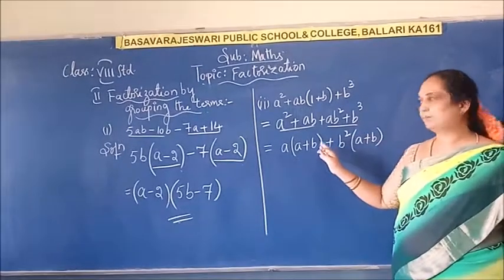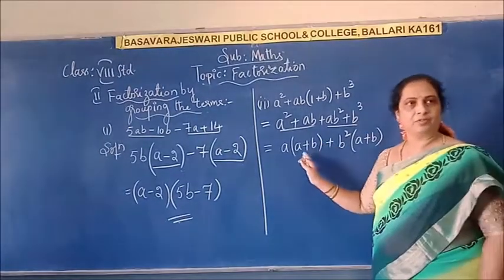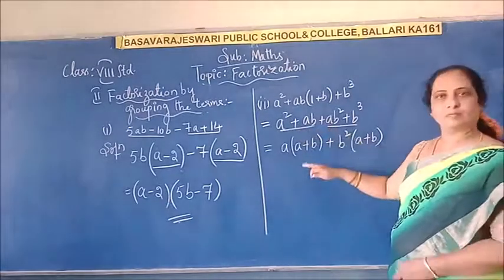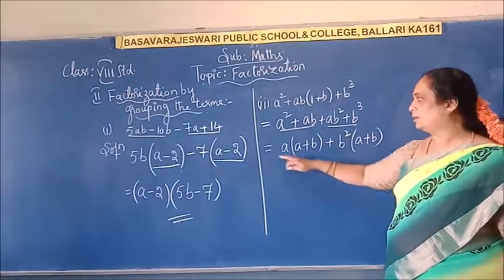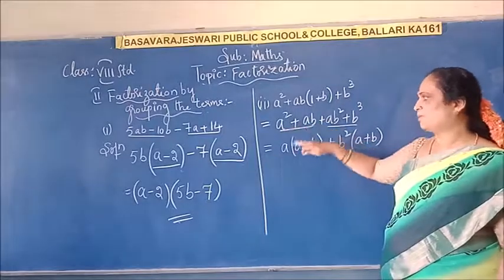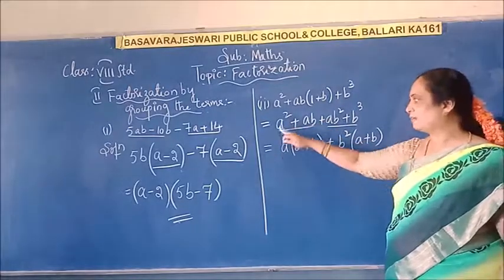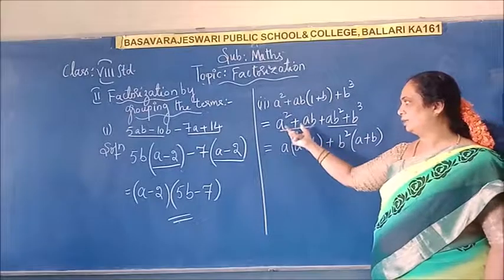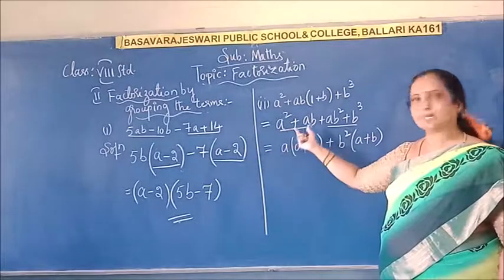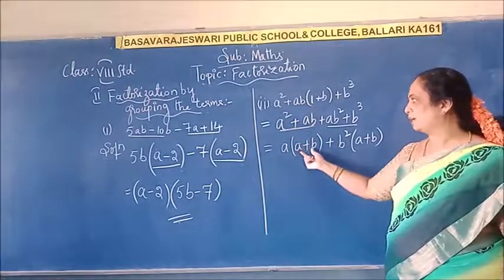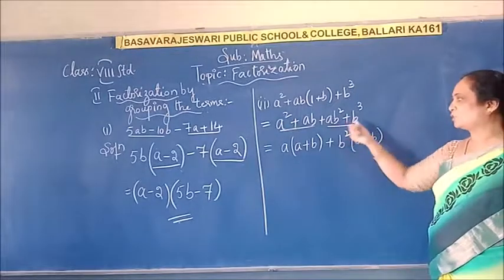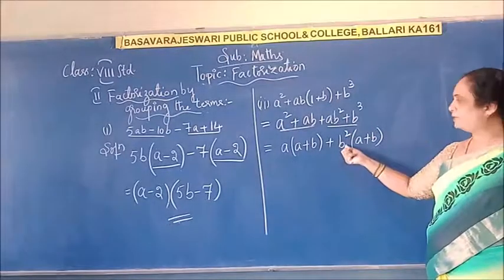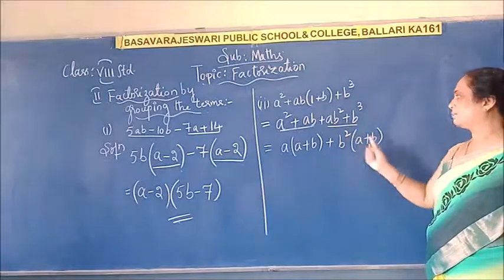This I have already done, but I am repeating the same thing so that it will be a sort of practice for you. Group the terms in such a way you can take out the common factor. In the first two terms, I have taken A as common, and A plus B is remaining. Here I have taken B square common, and A plus B is remaining.